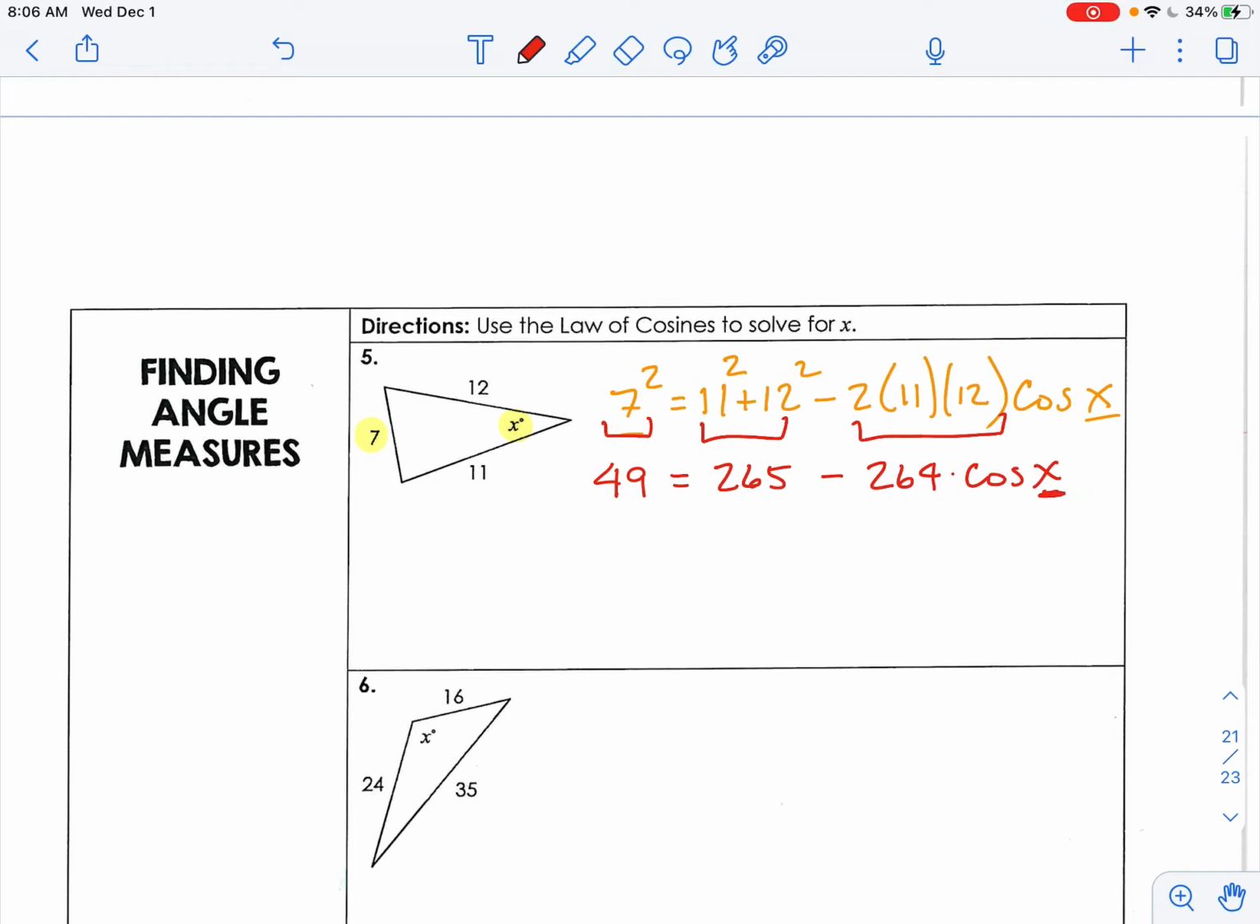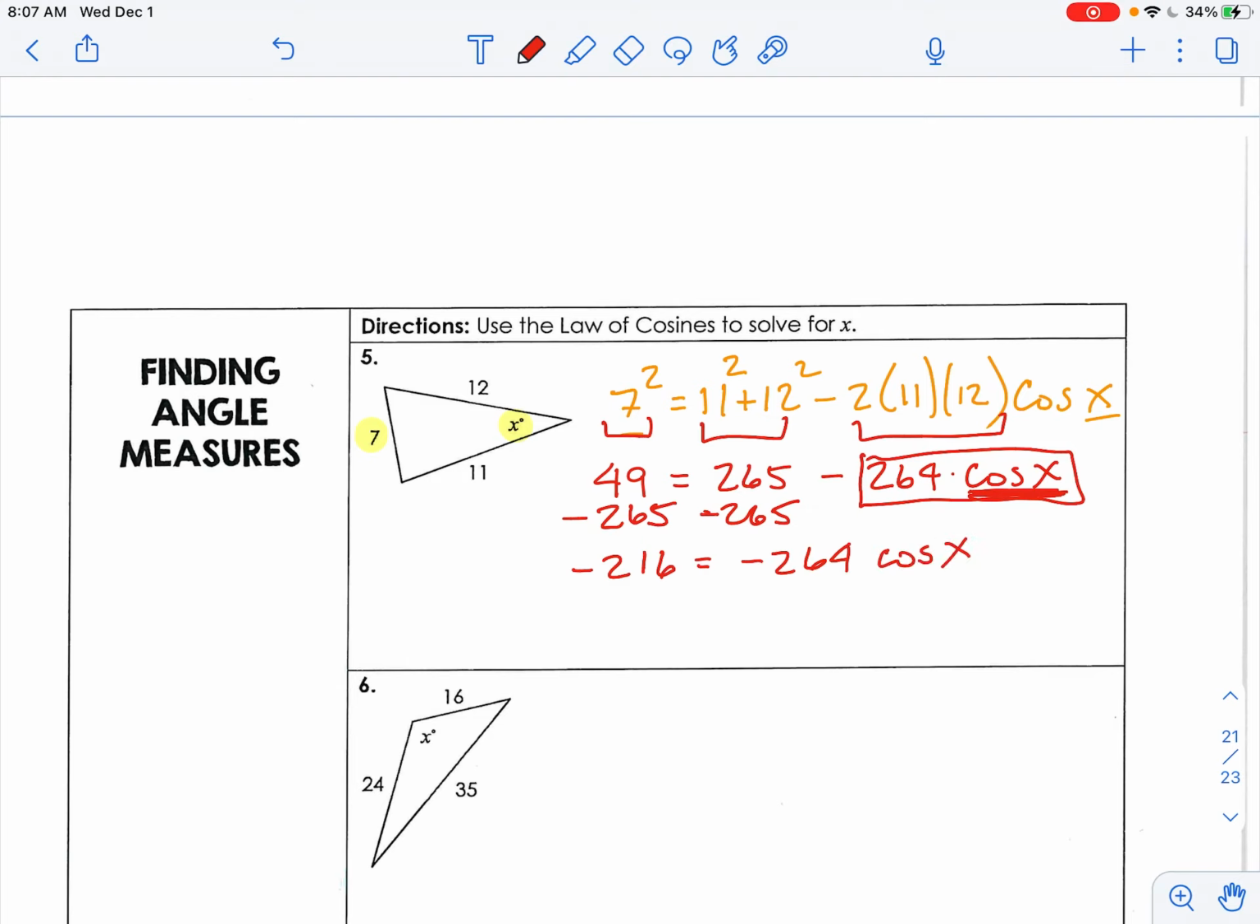So what's the first step we're going to do here? I want to solve for x, or solve for cosine of x, we'll say. So this is kind of locked up right here. How do I solve for that? I think we know this algebra rule, right? We're going to subtract 265 from both sides. If you subtract 265, this is going to give me negative 216 equals negative 264 cosine x.